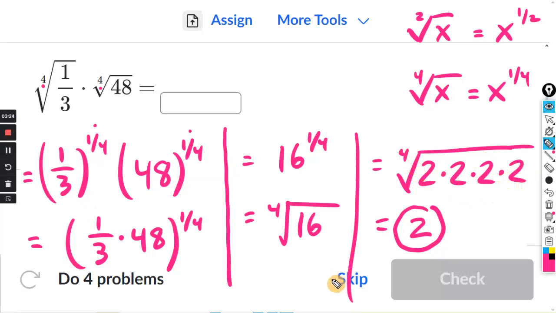You bring it outside. I highly recommend you do this exercise by hand and try not to use the calculator. It works much better that way. Now, I really didn't need to do this step right here. These are both fourth root, so I could have just said 1/3 times 48 is the fourth root of 16, and then the fourth root of 16 is just 2.